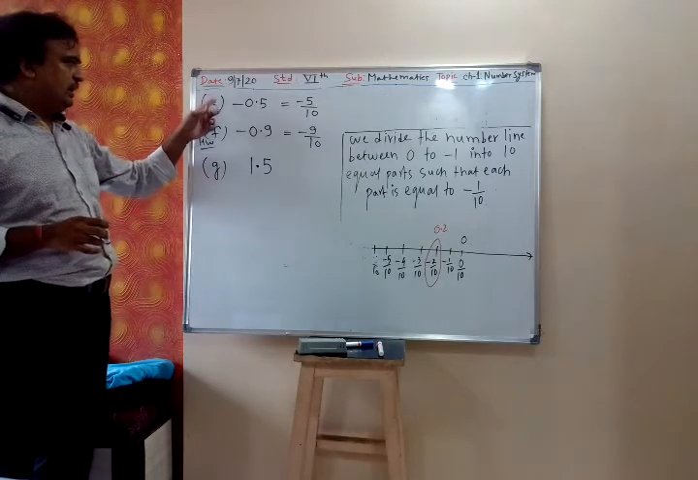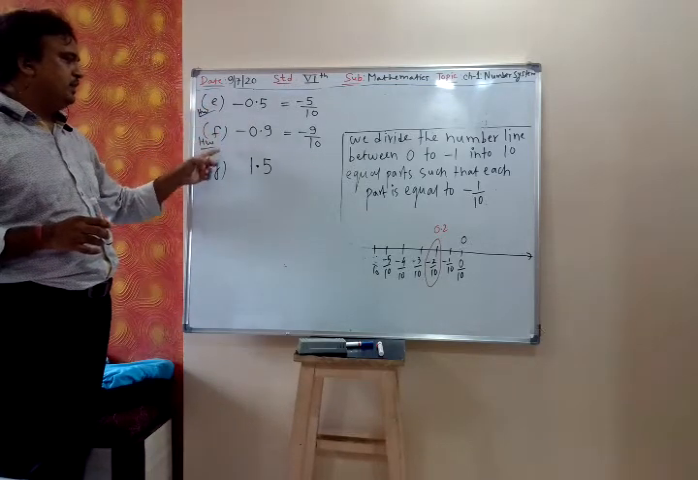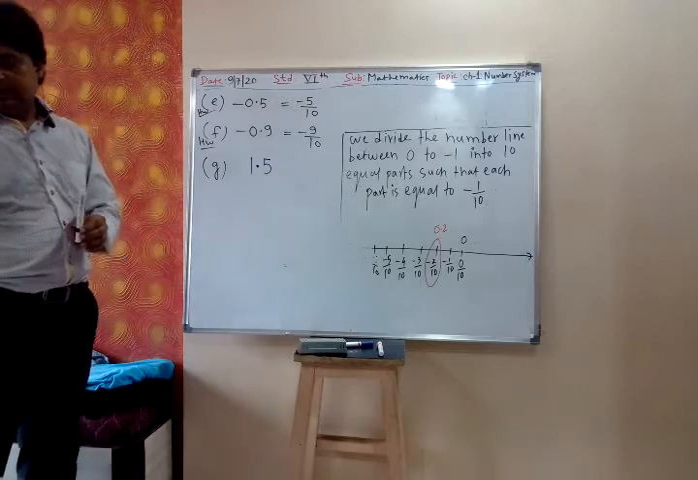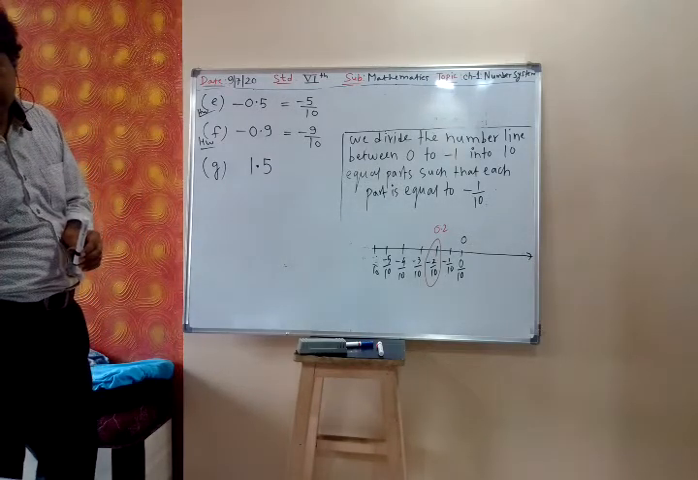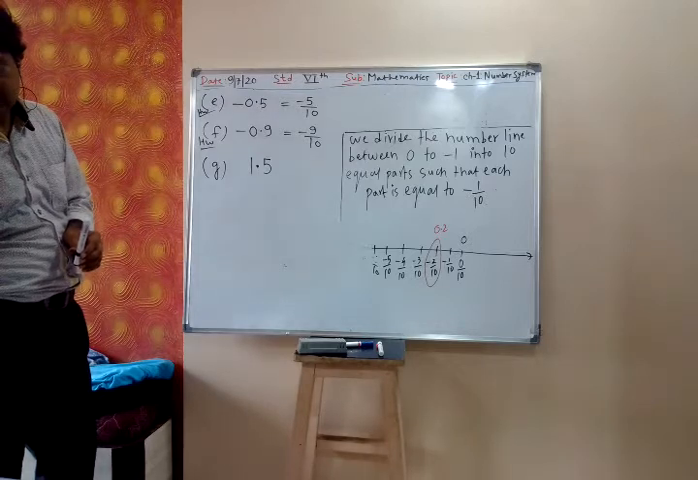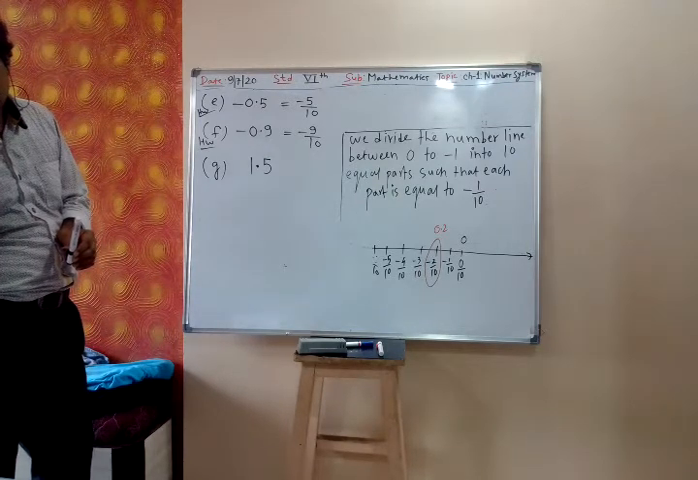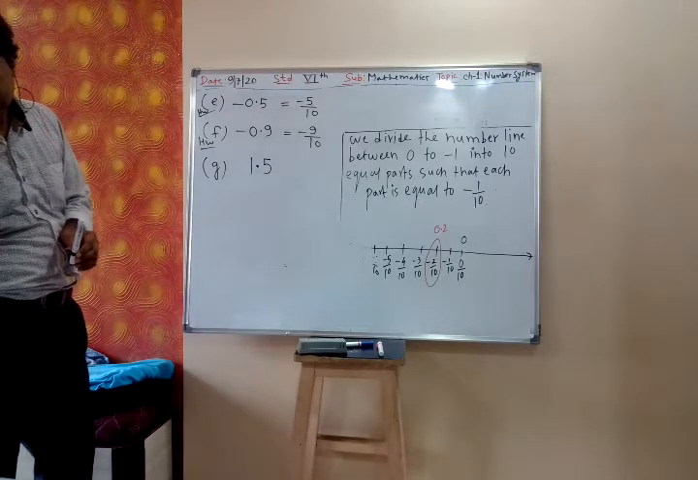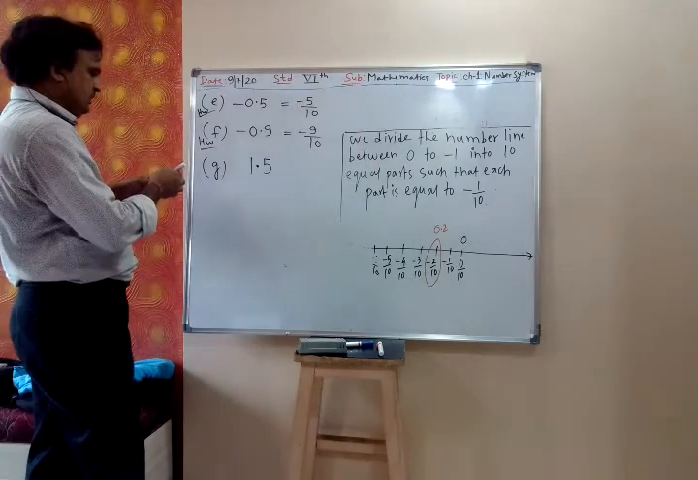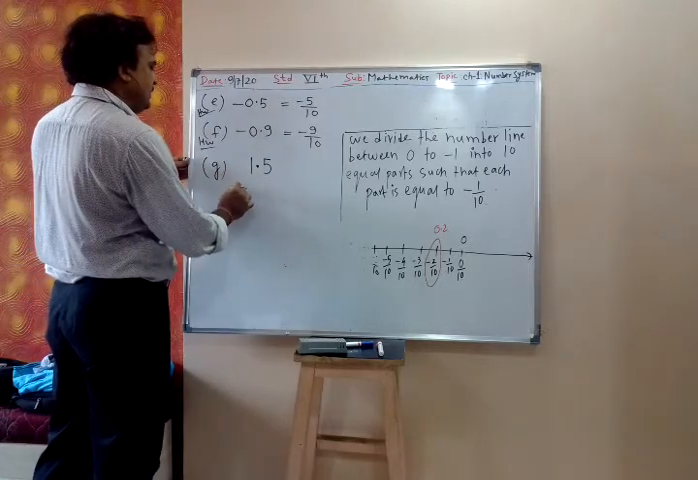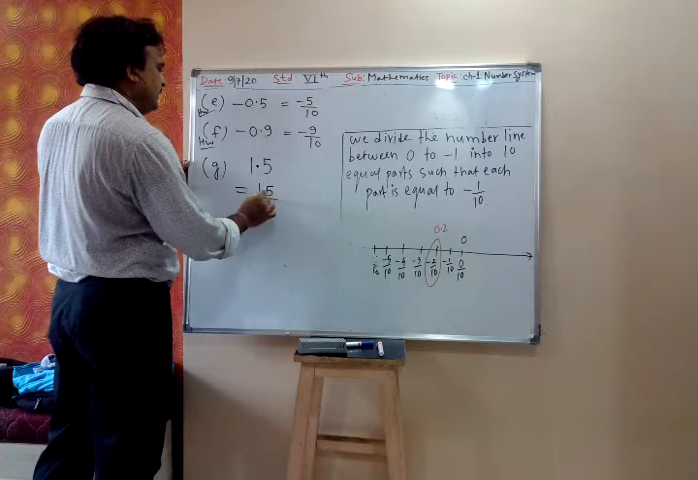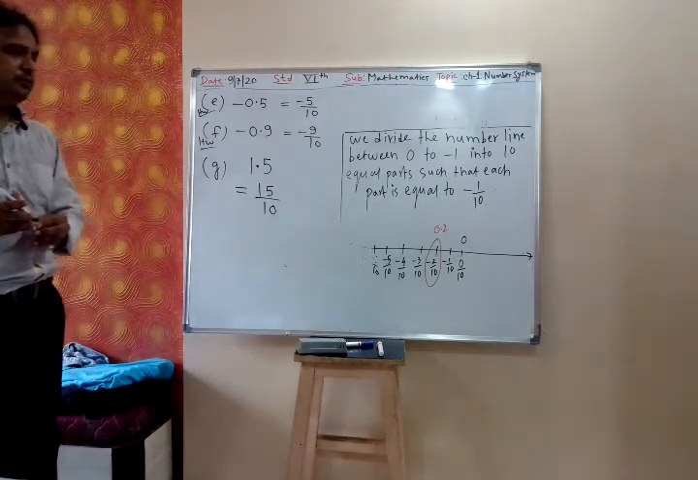E and F are homework, G I will do. 1.5. So write this 1.5. I will write 15 upon 10.